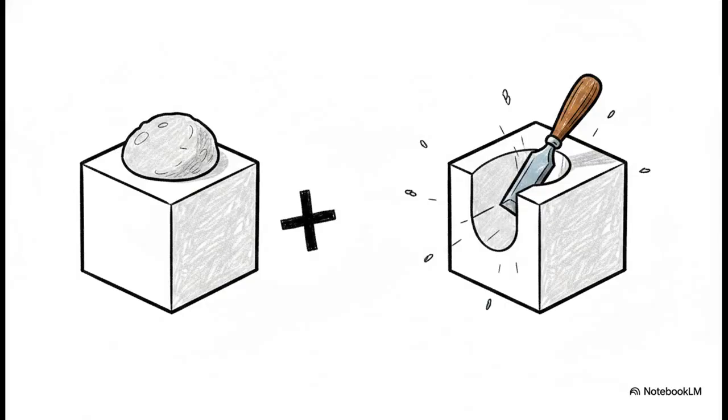To really get the feature tree's core logic, think of it like this. Bosses add fresh clay to your armature. Conversely, cuts, like an extrude cut or a revolve cut, act as your carving chisels to scoop existing material away. So you build up with bosses and you carve in the fine details with cuts.